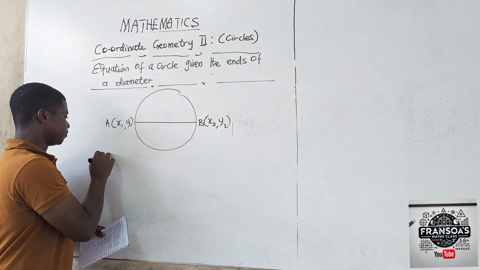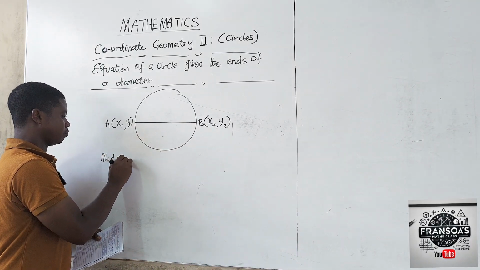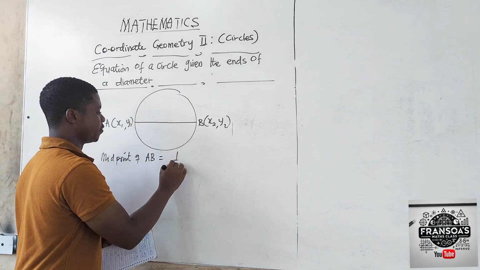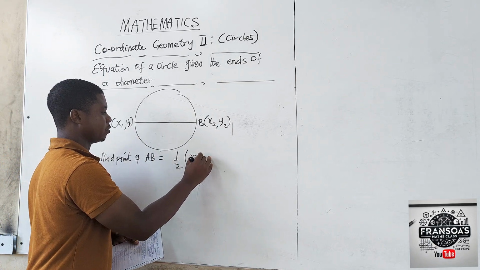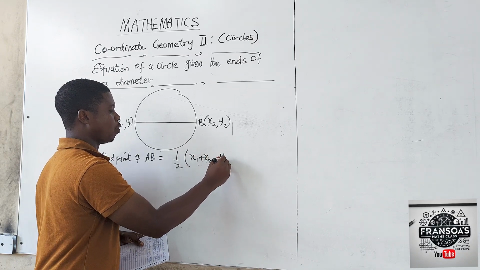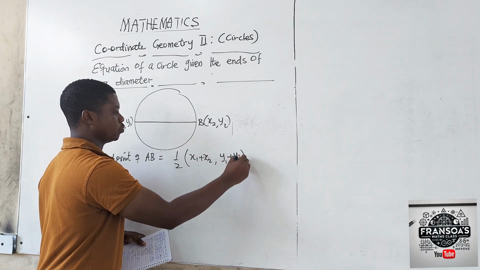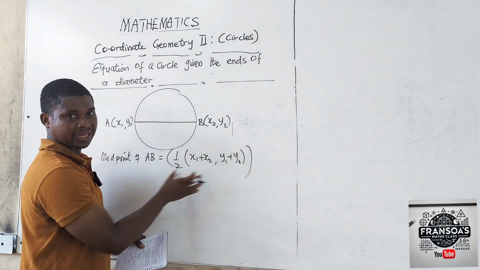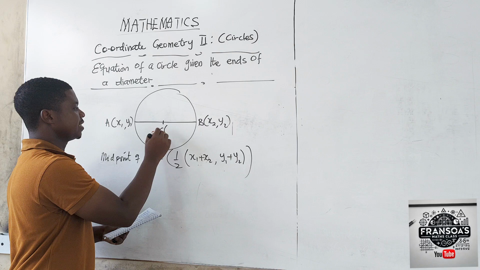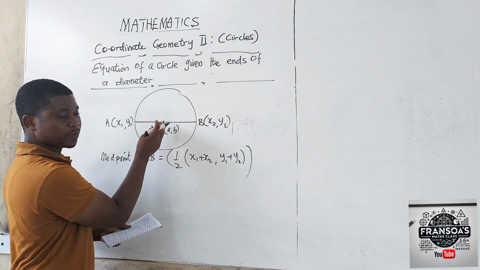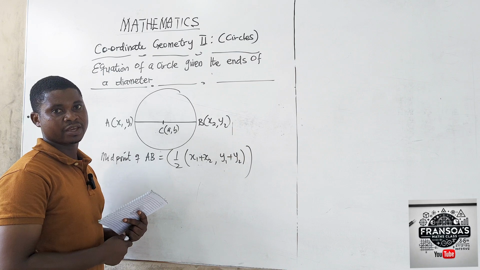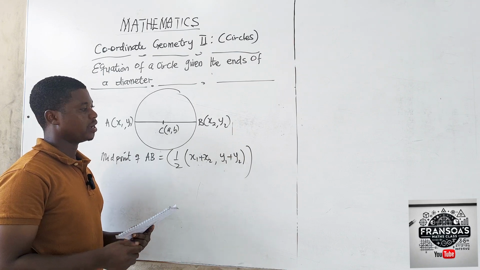So the midpoint of AB is half of x1 plus x2, then y1 plus y2. So half of each of them will give us the midpoint. So with the midpoint, which is C, let's name them A and B. With the midpoint and any of the points, you can find the equation of the circle.